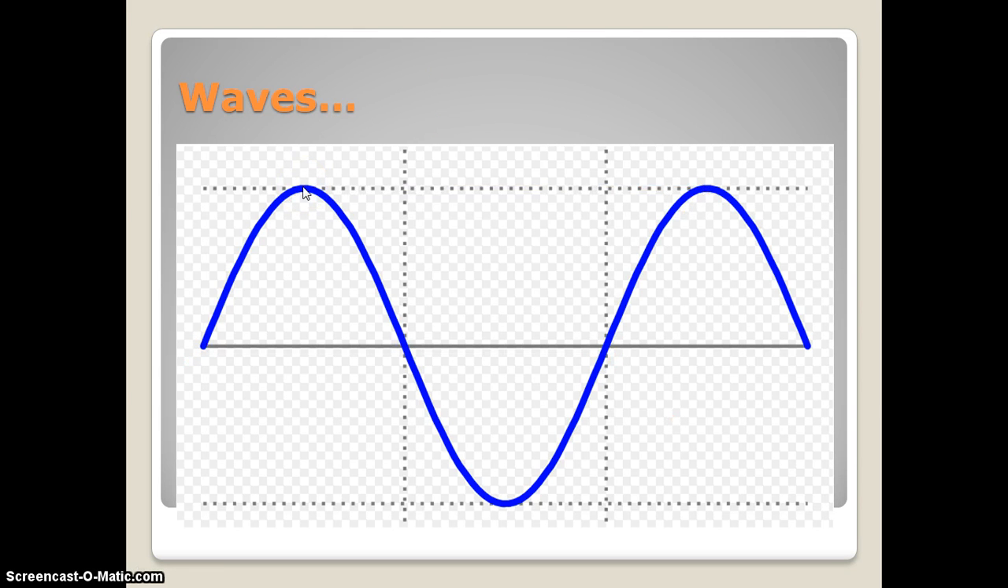Next thing I'll talk about is the amplitude. We abbreviate the amplitude with a capital A. The amplitude is from the equilibrium position up to the crest. It could also be from the equilibrium position to the trough. It is not from crest to trough. That would be twice the amplitude.